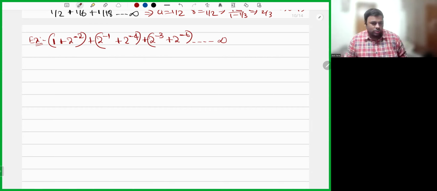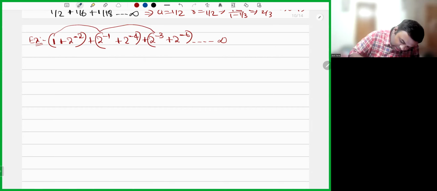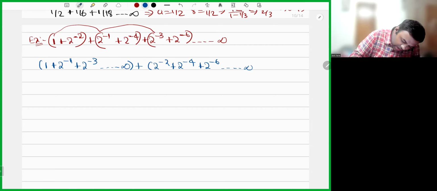Let's see, it's quite a simple question. Now, what I'll do is group common things together. 1, 2 power minus 1, 2 power minus 3, I'll group together: 1 plus 2 power minus 1 plus 2 power minus 3, so on till infinity, plus 2 power minus 2 plus 2 power minus 4 plus 2 power minus 6, so on till infinity. I am putting common things together.